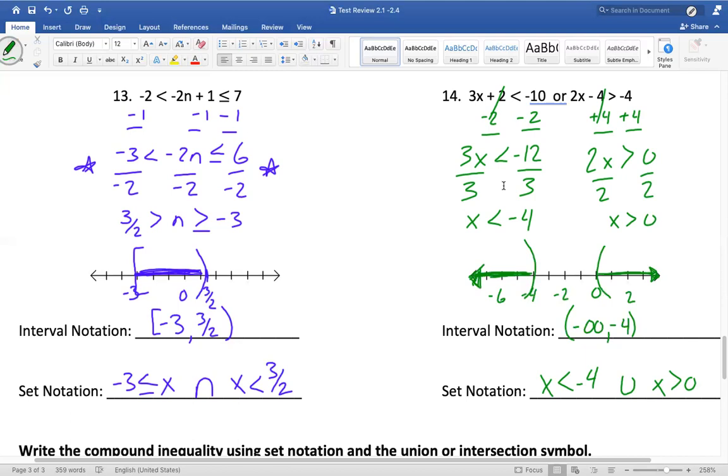And then here, okay, we have or. All right, or I could use this u, and then this is 0, positive infinity, curved bracket. All right, not a big fan of the set notation. Not going to be a ton of it on the test, but you do have to know a little bit.